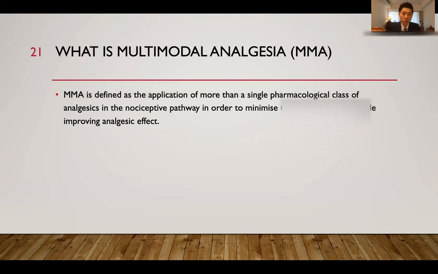So multimodal analgesia is the use of more than one single pharmacological class of analgesics. So I'll give you an example. The most common example would be the patient receives an opioid, say fentanyl or morphine, and then we give an extra analgesic, say paracetamol or NSAID, to the patient. So I can say that my patient has received a multimodal analgesia because he received paracetamol and opioid.